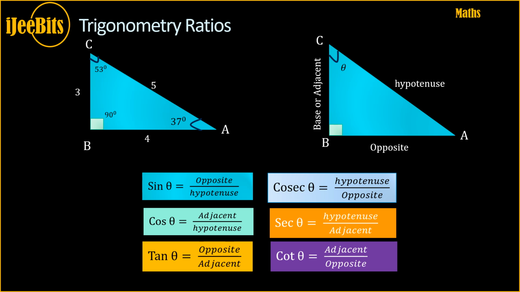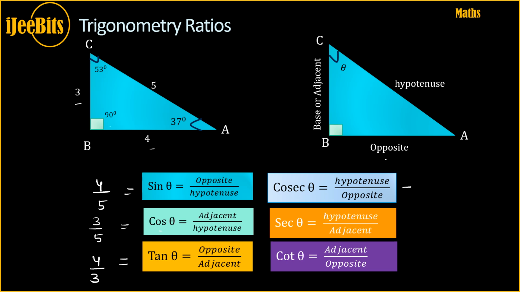See them now. Sin theta is opposite by hypotenuse. Here the opposite is AB, and AB means the value is 4, right? Hypotenuse is 5. In case of cos theta, adjacent is BC, and BC means 3, so this is 3 by 5. Are you clear? Tan theta means opposite, which is the AB value, 4, divided by adjacent, which is 3.